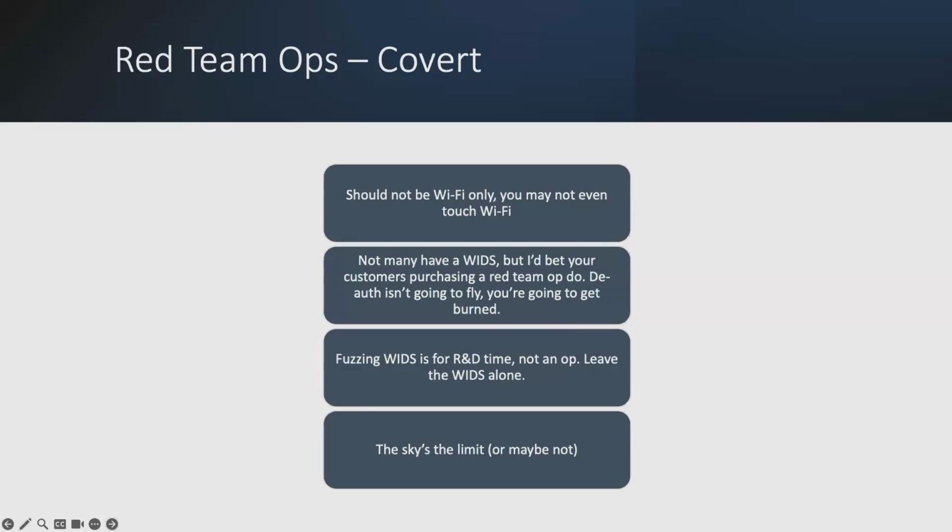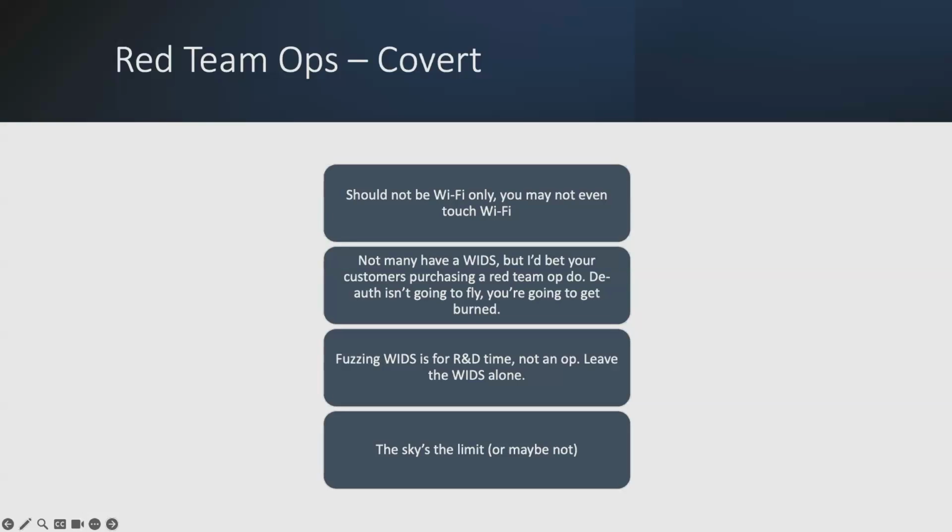These have become more ubiquitous as more and more attention is drawn to Wi-Fi. I know Cisco has some WIDS features in some of their products. FortiGate, some of their firewall appliances have a WIDS feature. There's excellent development happening around a tool called Enzyme. Great stuff there. But the point is deauth isn't going to fly. Those things are going to pick that up. You're going to get caught.